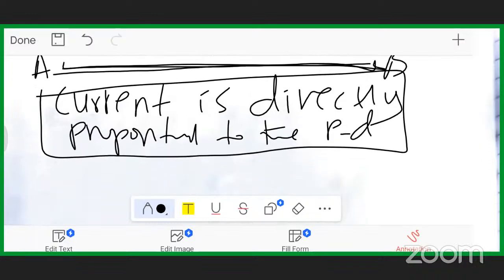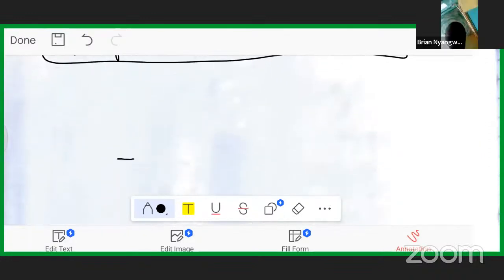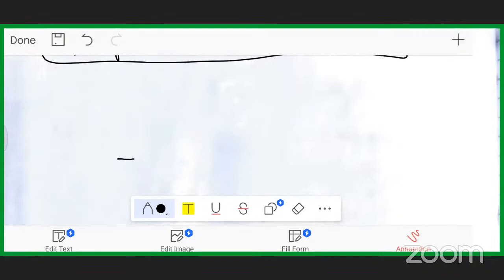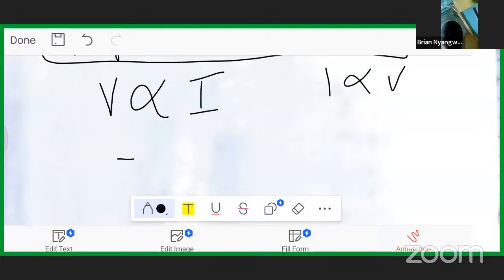So mathematically, we can say that the potential difference, call it V, is directly proportional to the current. Of course, you can always commute. You can talk of I proportional to V or V proportional to I.